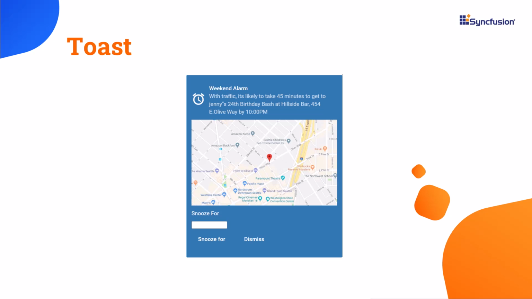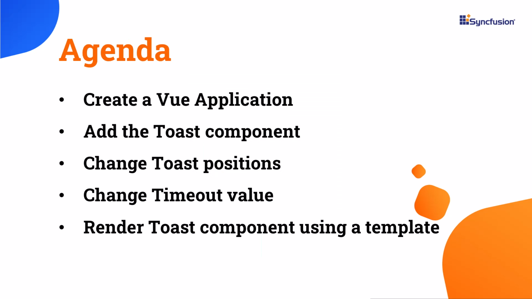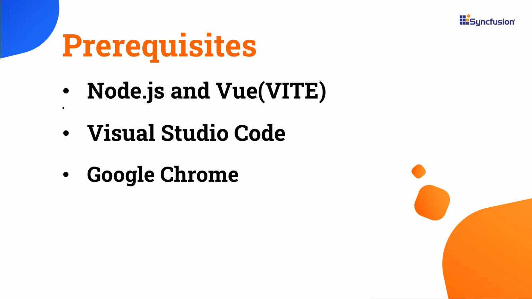With the Syncfusion Vue Toast component, you can show a small pop-up that displays messages, alerts, or notifications on the screen. In this video, you will see how to add the Toast component to the Vue application. I will also show you the available Toast positions, how to set the timeout value, and render the Toast content using an HTML template. Before proceeding, make sure you have installed the latest versions of Vue and Node.js.